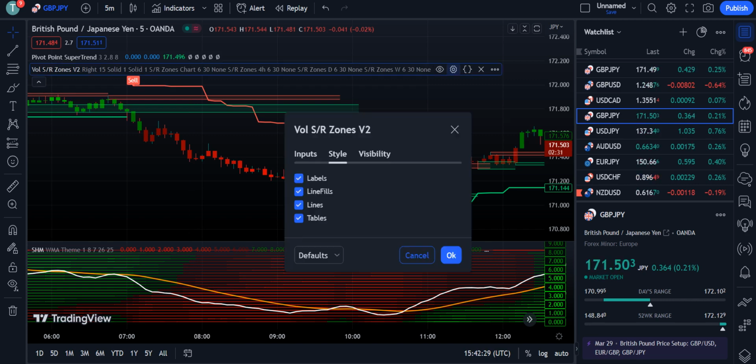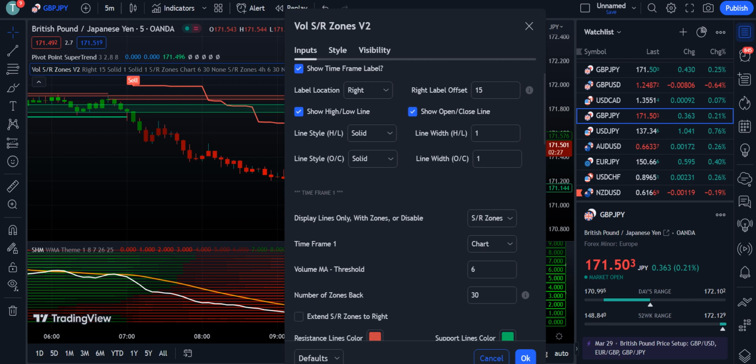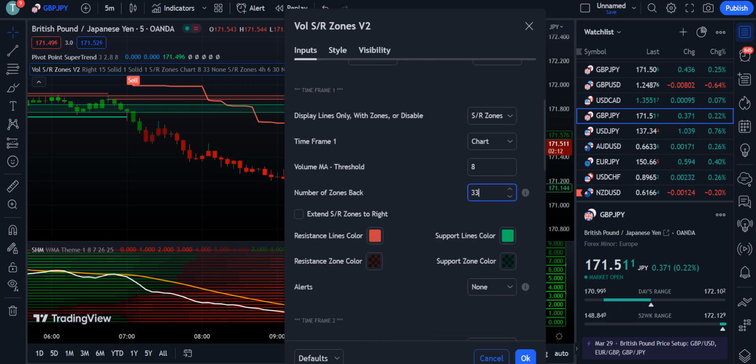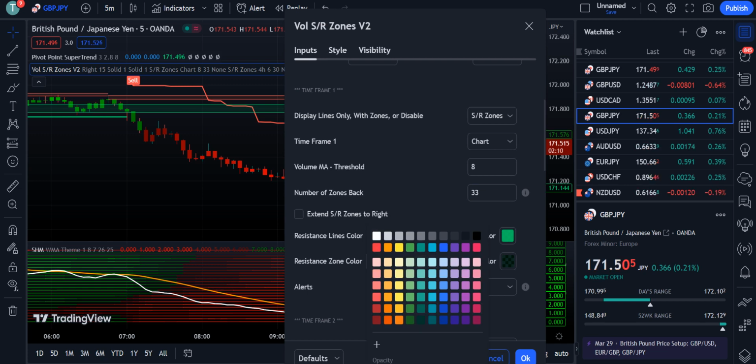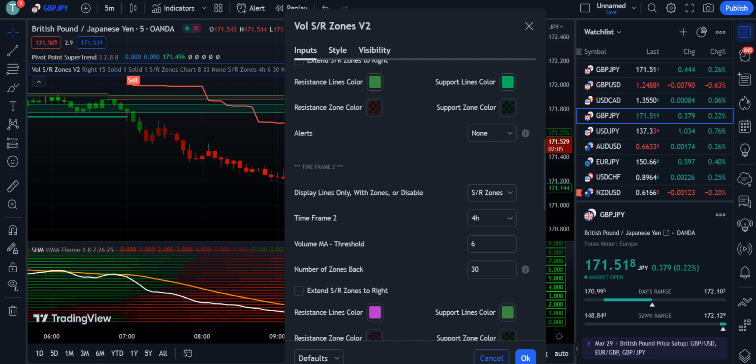Now you have to go into the settings tab, into the inputs tab, and here you have to set a few of the things in the time frames of the support and resistance zones. The first thing that you are going to change here, the volume MA threshold from 6 to 8. The second thing, number of zones back, you have to change from 30 to 33. And here you are going to change its color. You are going to make the same color of support and resistance to make it more clear.